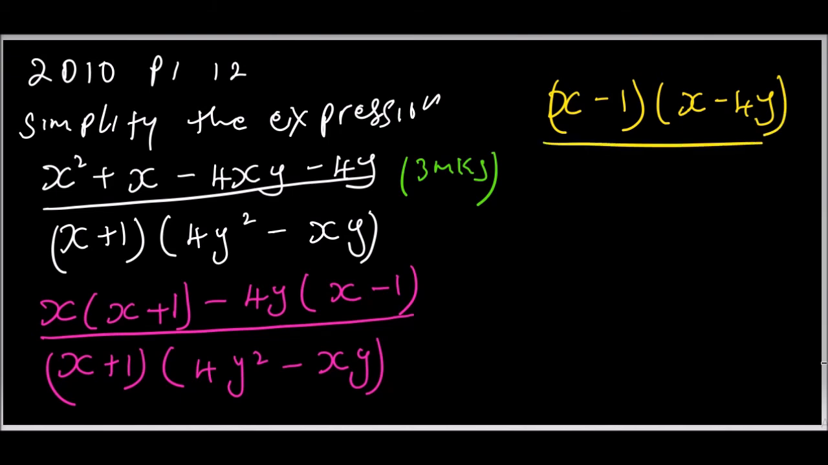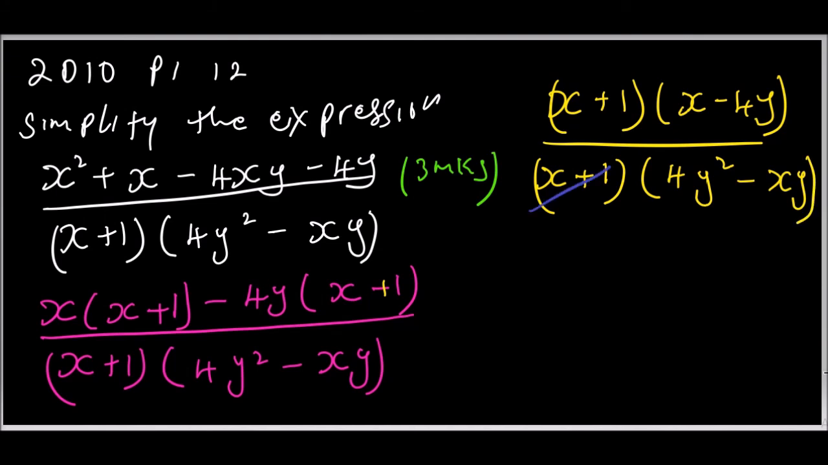The denominator, we have this is x. This is supposed to be positive because we factored out that, so that is supposed to be positive. So we have x plus 1, and we have 4y squared minus xy. So when you do that, you can divide this x plus 1 divided by that. You can be able to do that.